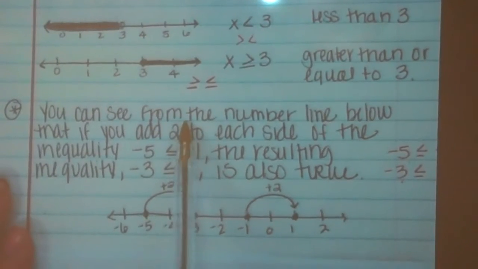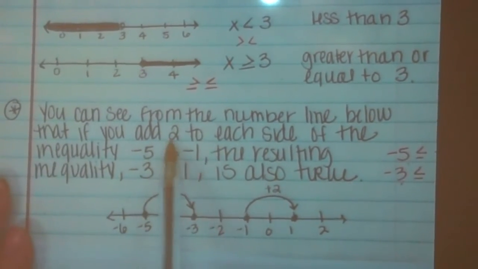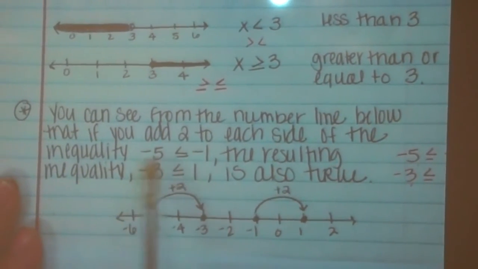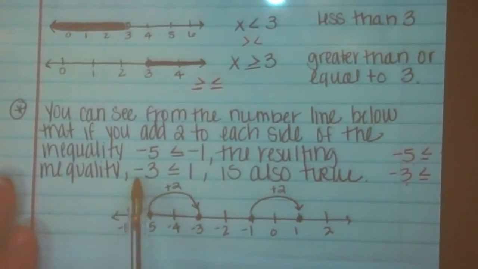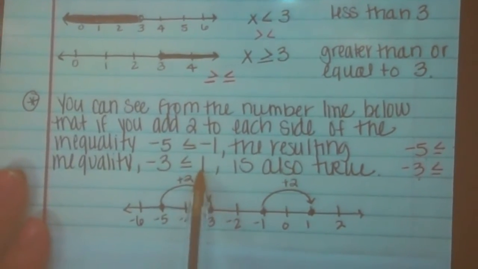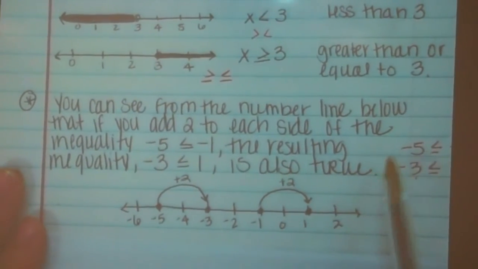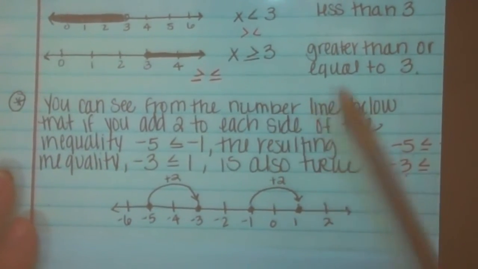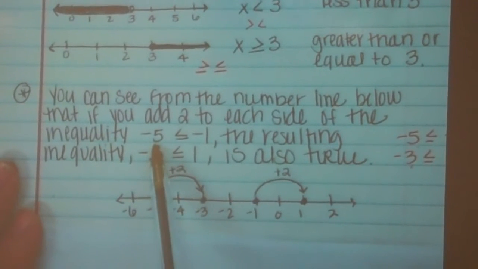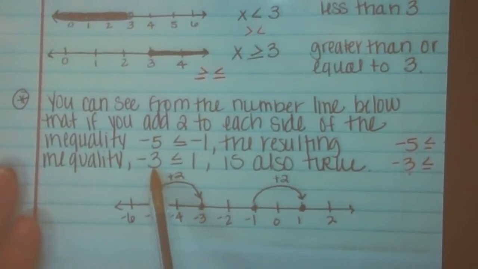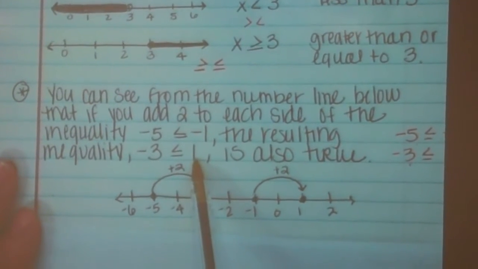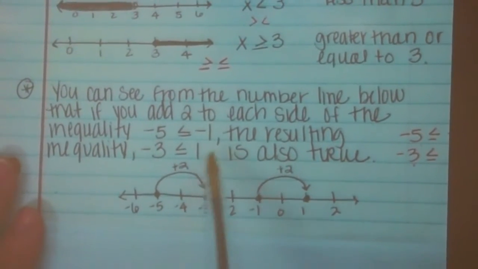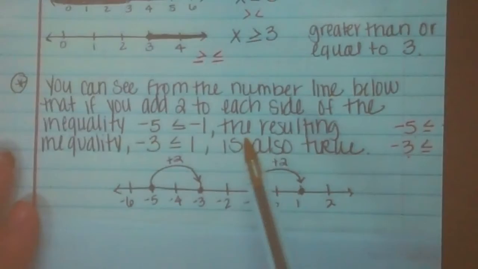You can see from the number line below that if you add 2 to each side of the inequality, -5 is less than or equal to -1. The resulting inequality, -3 less than or equal to 1, is also true. Okay, don't let that confuse you. All I'm doing is adding 2 to -5 to get -3, and to -1 I'm adding 2 to get +1. Okay, the relationship of the inequalities does not change.